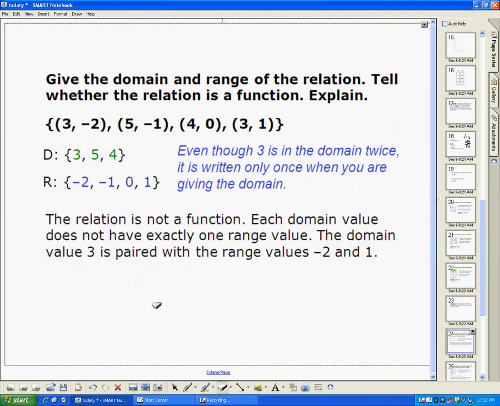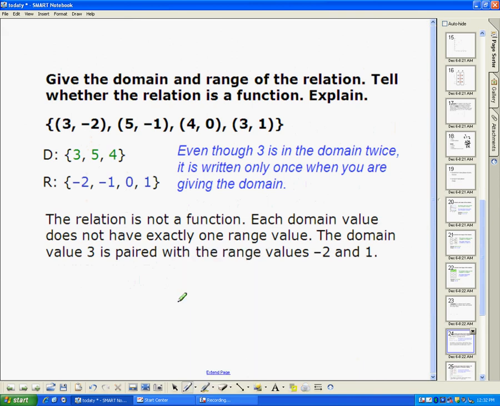Okay. So for example here, when I look at my coordinates, my domain is 3, because remember your points are written x comma y. So my domain is 3, 5, 4, and 3. But we don't want to repeat it, but my range is -2, -1, 0, and 1. Well, this is not a function because I cannot have the same x value repeat more than one time. It's not possible for x to be 3 and y equal -2 as well as 1. That's not possible. It can't happen. Okay, so this is not an example of a function.